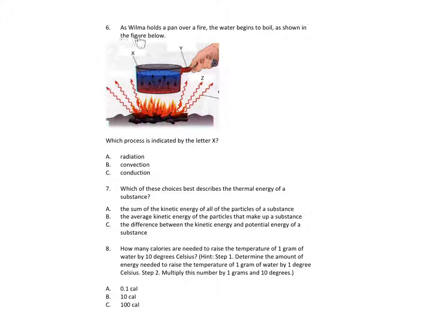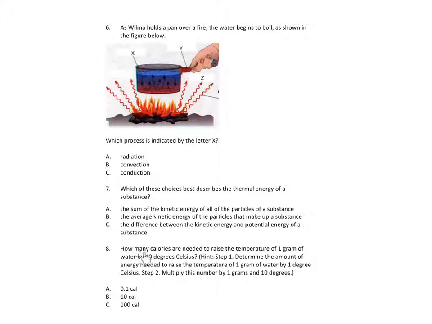Number 6. As Wilma holds a pan over a fire, the water begins to boil, as shown in the figure below. Which process is indicated by the letter X? A. Radiation. B. Convection. C. Conduction. Number 7. Which of these choices best describes the thermal energy of a substance? A. The sum of the kinetic energy of all the particles of a substance. B. The average kinetic energy of the particles that make up a substance. C. The difference between the kinetic energy and the potential energy of a substance.